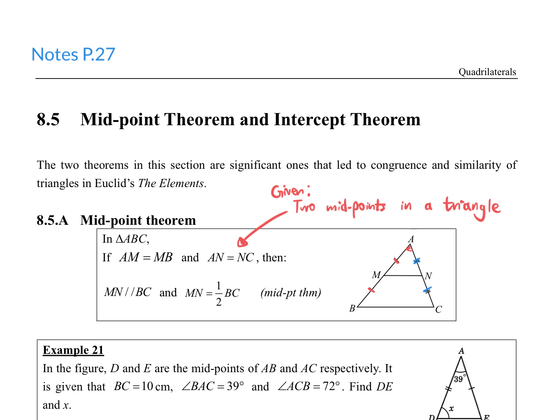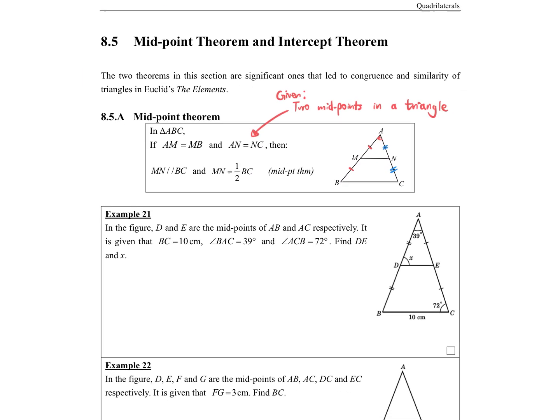Historically, we discovered this first, because given this condition, you will find out that, first of all, the two sides MN and BC are parallel. And secondly, MN to BC has a 1:2 ratio. All right, so that's the midpoint theorem. So let's try to apply it.